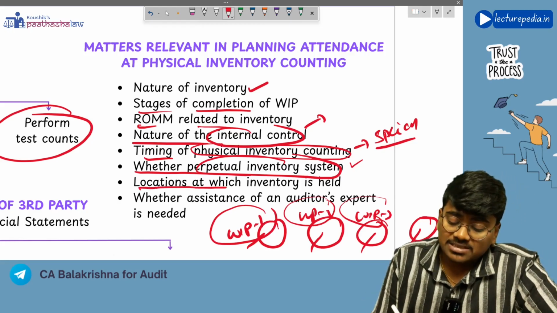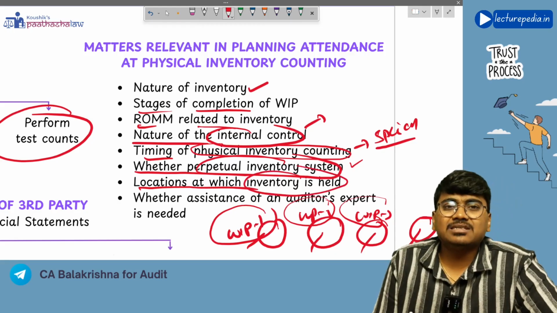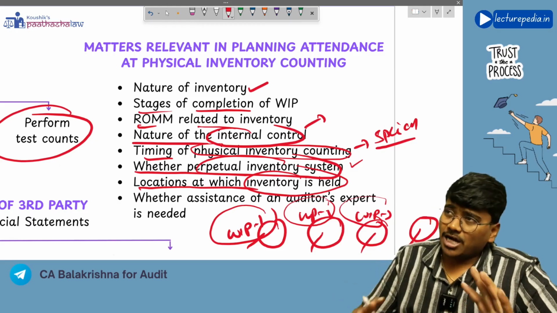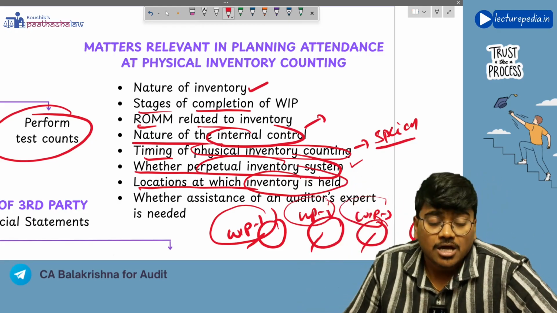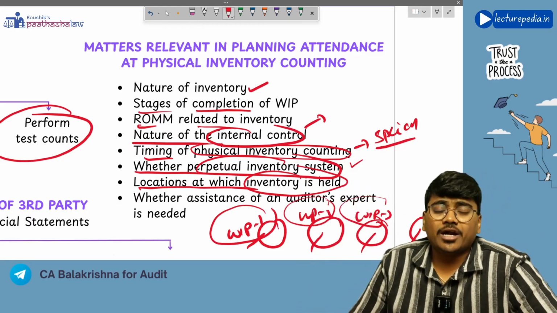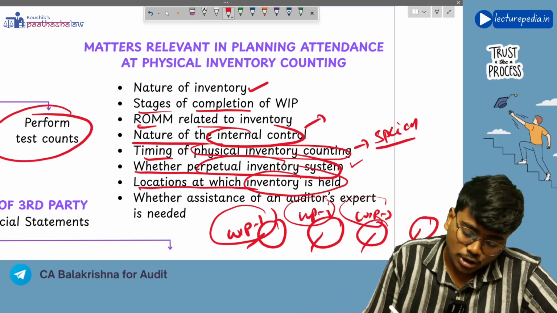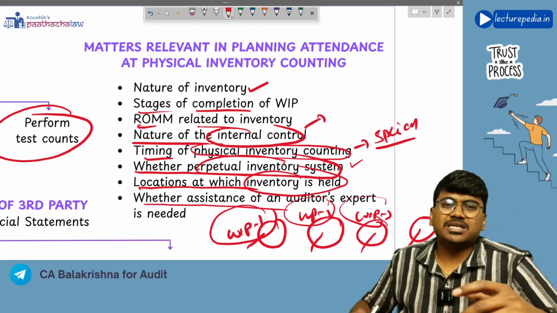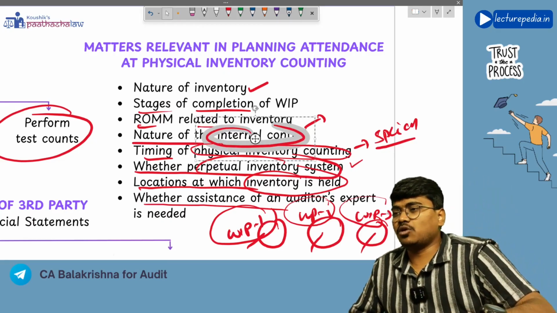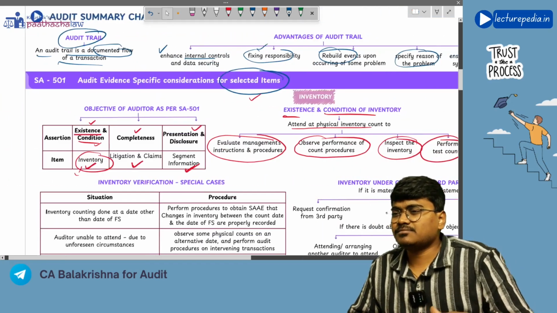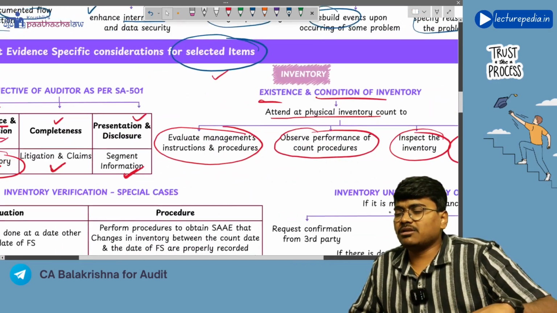Next, locations at which inventory is held. At how many locations is the inventory held? Based on this also, you have to plan your audit procedures, and you have to cover all those locations, correct or not. Next, whether assistance of any expert is required for verifying the inventory. So all these aspects you need to consider with respect to inventory verification.